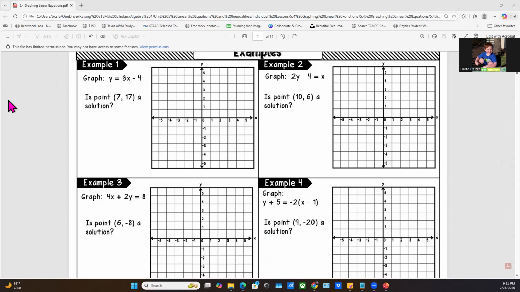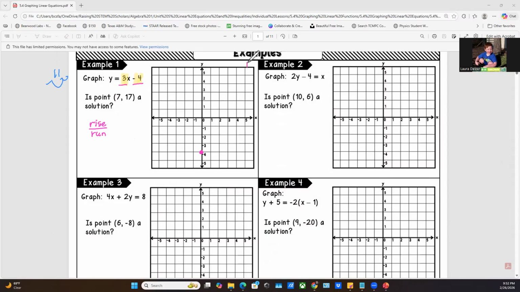All right, our first one, notice this is my slope-intercept form. Yay! So this is the one that makes us the most happy because this is super easy to graph. What we're going to do is grab our slope and our y-intercept. Okay, so first thing, my y-intercept is -4. So I'm going to come down here and put a dot at -4. And then my slope is 3. And so remember how slope works, it's rise over run.